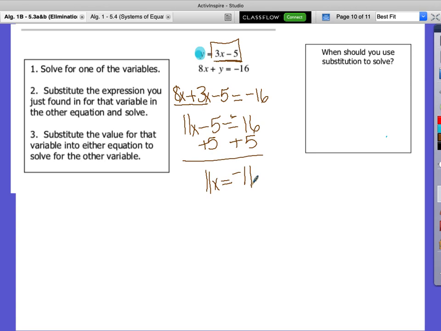When I have a coefficient next to a variable, what is the operation that is happening? Multiplying. So the inverse is divide. What I do to one side, I do to the other. X is now standing alone. When I have a negative divided by a positive, my answer is going to be positive. Negative 1 is correct.